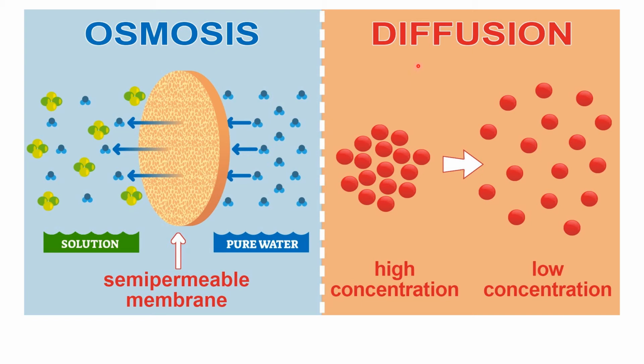In case of diffusion, the molecules are moving from high concentration to the lower concentration, but there is no semi-permeable membrane in between. And second thing, one thing is the same in both: in osmosis also the movement of molecules takes place till the solution is equalized in concentration, and the same happens in case of diffusion.